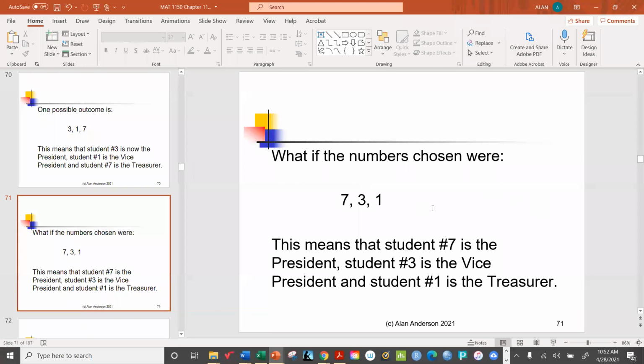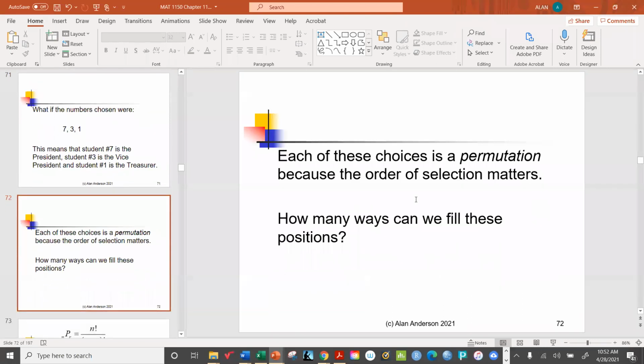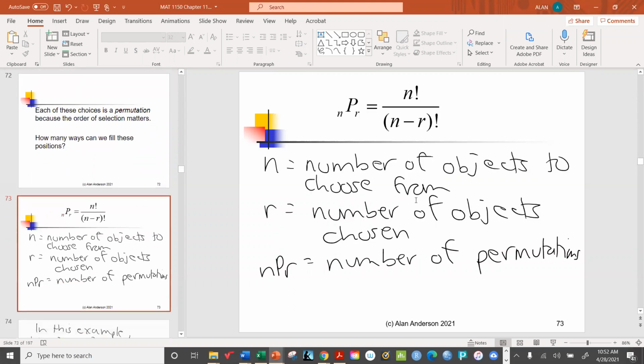Okay, well, what is that amazing formula? Well, you'll see that the formula itself involves the factorial operator, which all of a sudden becomes even more useful than we even realized. So each of these choices is a permutation because the order of selection matters. How many ways can we fill these positions? Here's the formula.